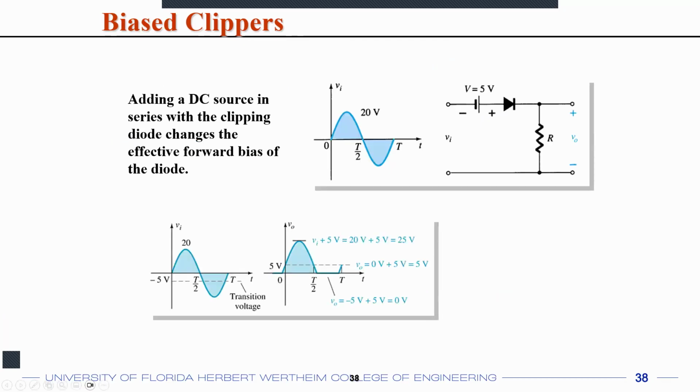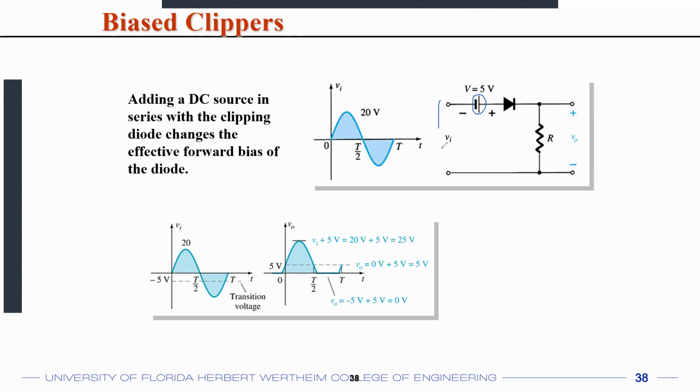Now you can also bias the clippers. For example, this is an interesting example where you have put a battery in series with the diode. So what does this mean? Look at the polarity of the battery. The negative terminal of the battery is on the left, and the positive terminal is on the right.